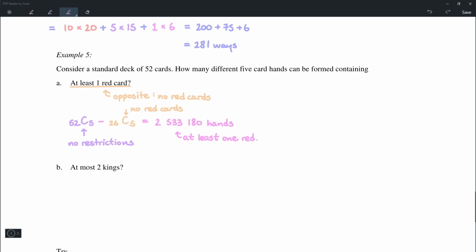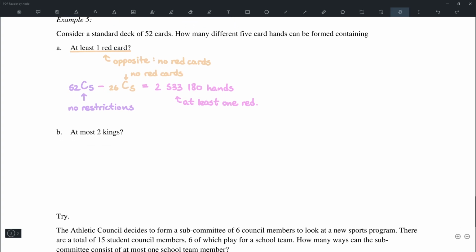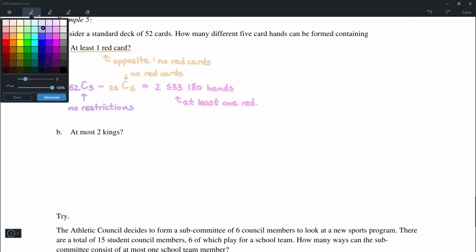Okay, so next one, unfortunately, there is no shorthand for doing example 5b. So we have to look at the statement. It says at most 2 kings. So there are 3 possibilities. Either there are no kings, there's 1 king, or there are 2 kings. Let's go ahead and write that out.